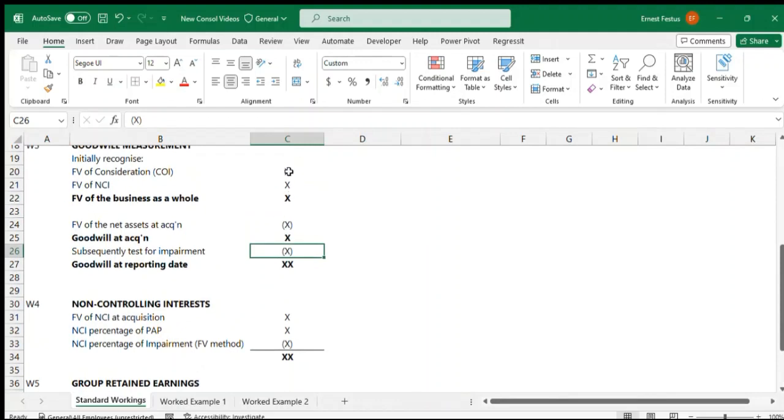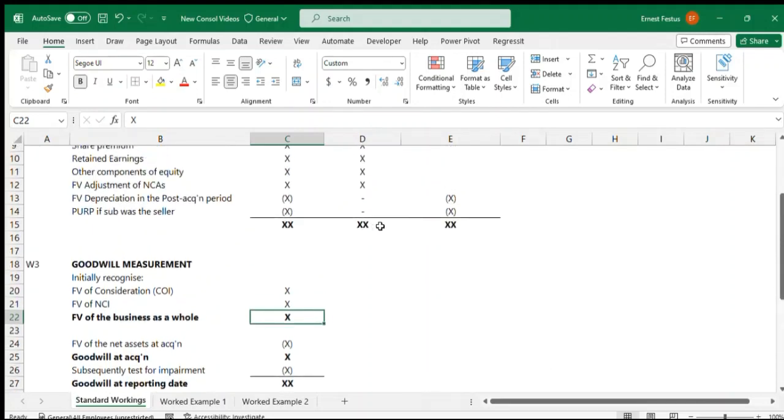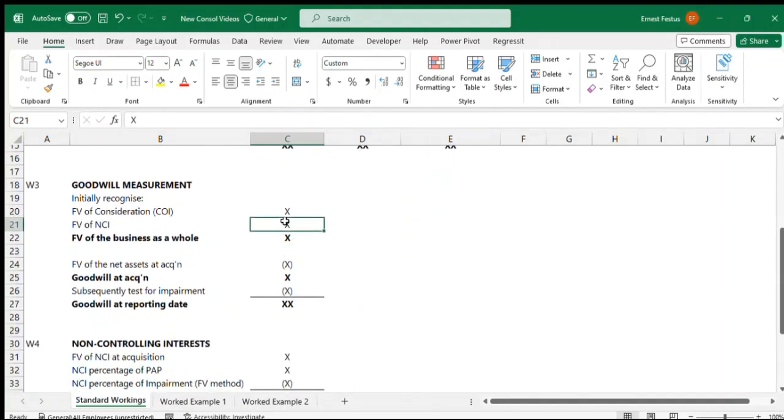So what is goodwill, or how do we calculate our goodwill? We have our fair value of consideration transferred, which can be a share exchange, which can be a cash payment, or any equivalent means. And we add our fair value of non-controlling interest. And the standard also says that the fair value of non-controlling interest could be obtained by the fair value method or the proportionate share of the identifiable net assets at acquisition. So that is how the standard prescribes the measurement of non-controlling interests.